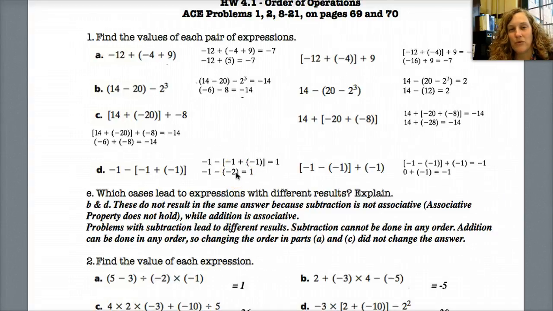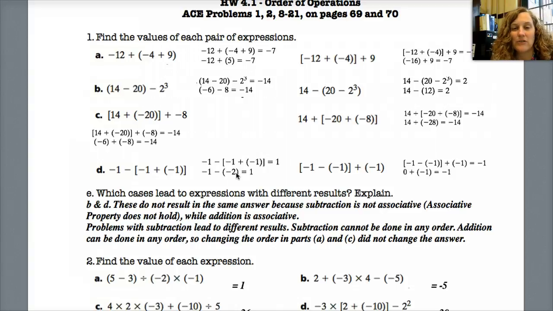Hello, welcome to the review for homework 4.1, Order of Operations, ACE problems 1, 2, 8 through 21 on pages 69 and 70. For the last couple of days, we've been talking about order of operations, or how to evaluate expressions with multiple operations and parentheses and brackets and exponents. And there's an order. In order to get the answer correctly, you have to evaluate the expressions in a certain order.